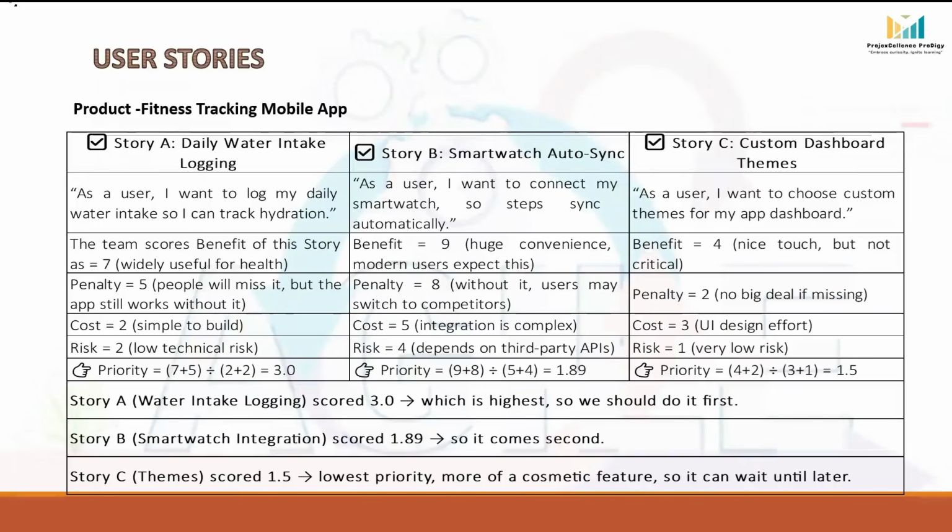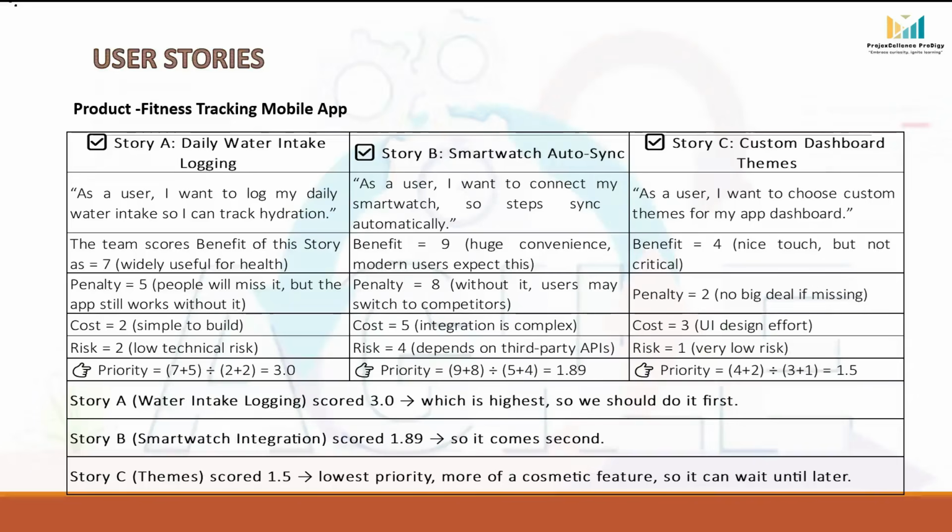Story A, daily water intake logging. As a user, I want to log my daily water intake so I can track hydration. The team scores benefit as 7 for this story because it is widely useful for health. Penalty they score 5. People will miss it, but the app still works without it. And the cost they score 2 because it is simple to build. And risk they score 2 because of the low technical risk. So the priority for this user story, we can calculate with the formula, is equal to 7 plus 5 whole divided by 2 plus 2. The answer is 3.